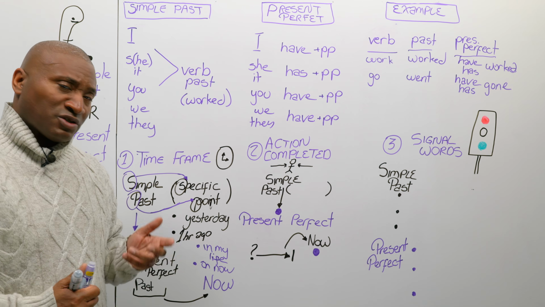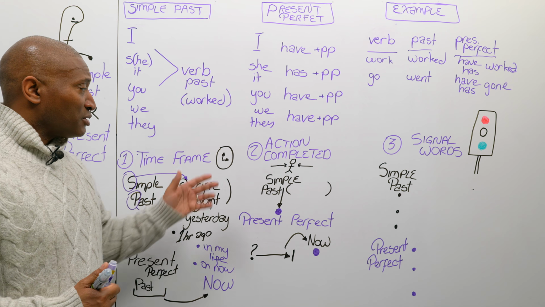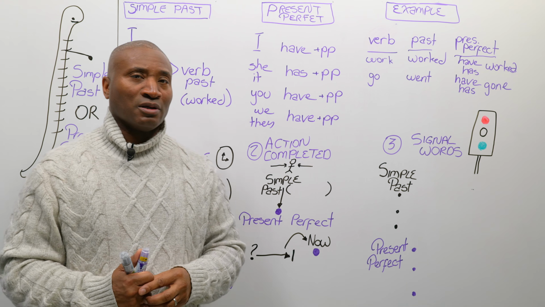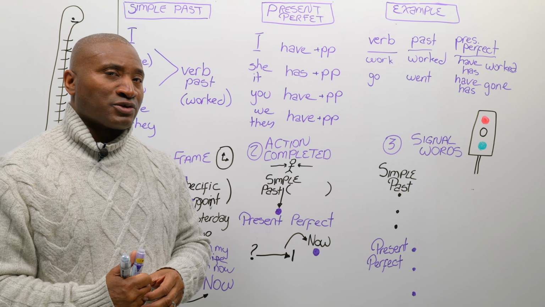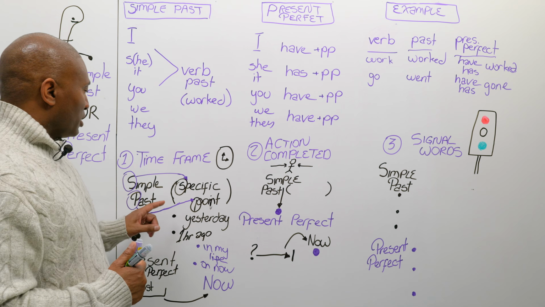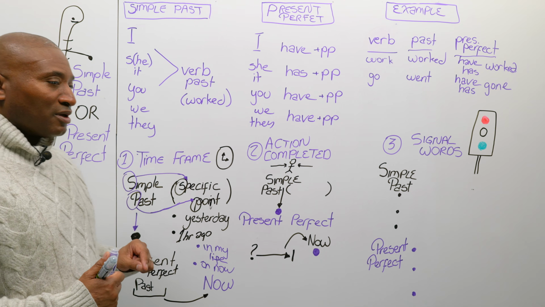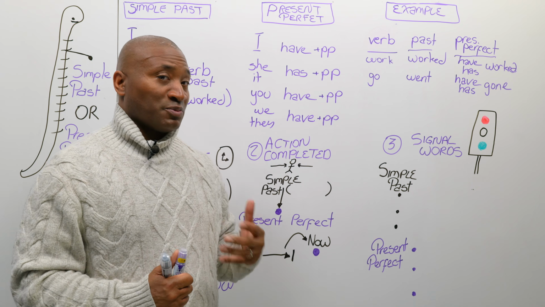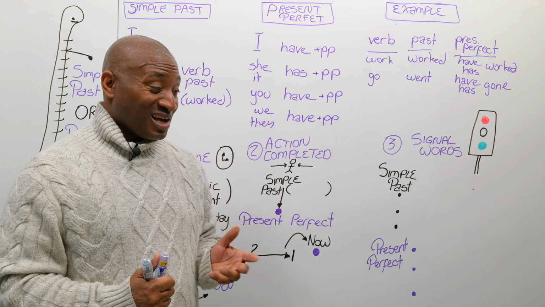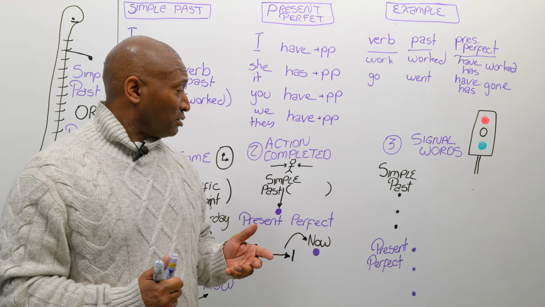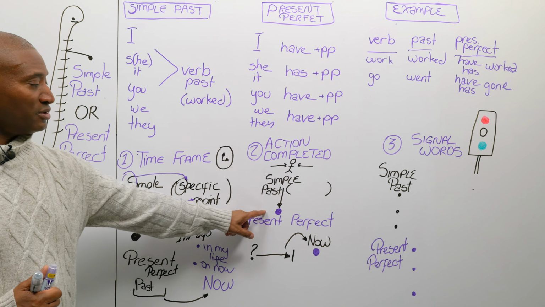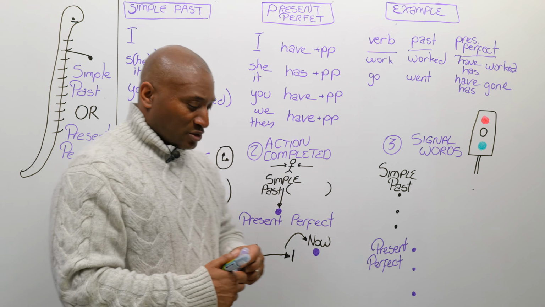A second thing that we can consider about the simple past and the present perfect is completion. Are the actions completed? If you look here and I said specific point in time, the beautiful thing about the simple past is it happened at a specific point in time because now it's finished. Now it's over. You'll notice I have the same dot here and here indicating it's a specific point. So it's a simple past.